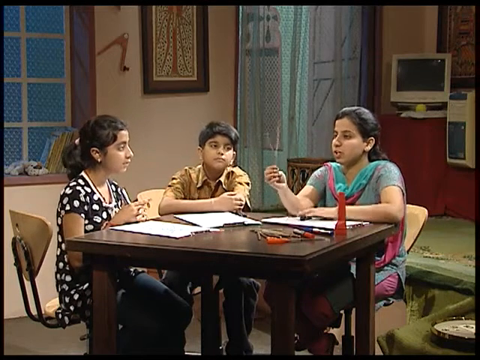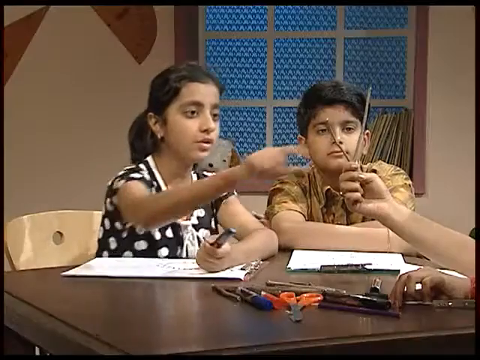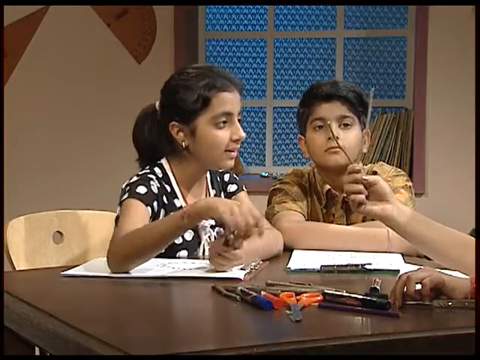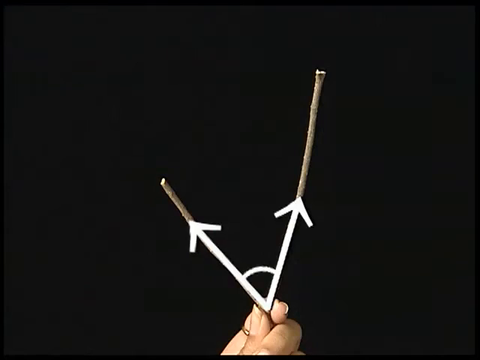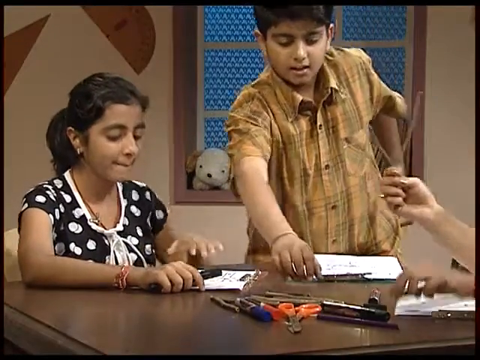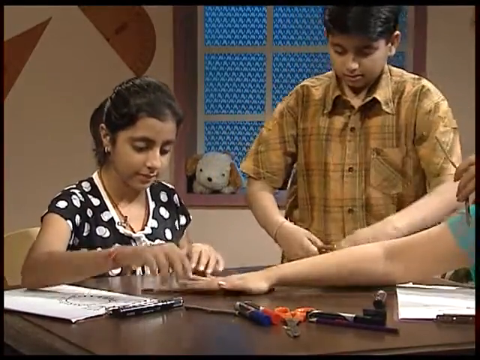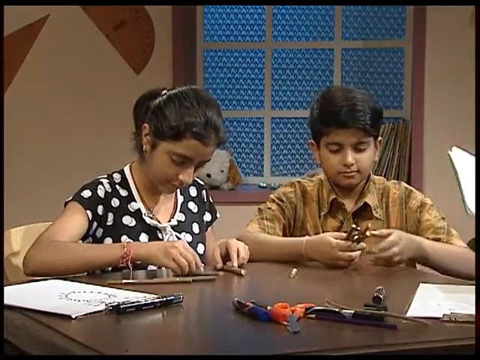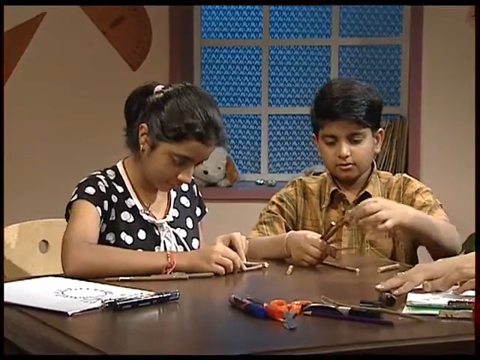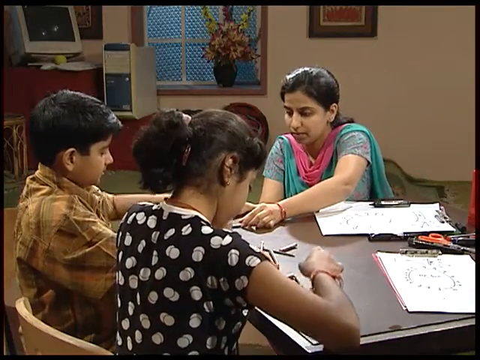This is a V-shaped stick. I see that two sticks are making an angle. Right, this V-shape is making an angle. Let me also try. Okay, try. Bhavya, you also take some. Join them properly.